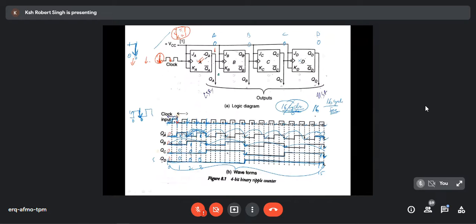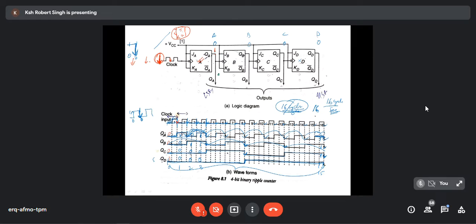And this flip-flop only will get alive because it is getting the trigger from 1 to 0 transition, the negative edge, only at this transition period. J is 1, K is 1, so it will toggle from 0 to 1. Now you see very carefully. This is from 0 to 1. Earlier I am 0, now I am becoming 1.